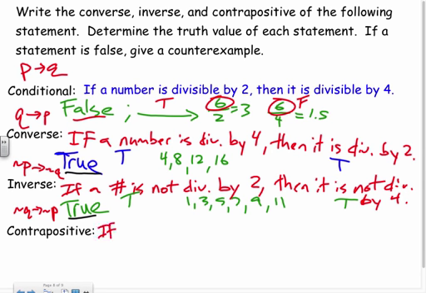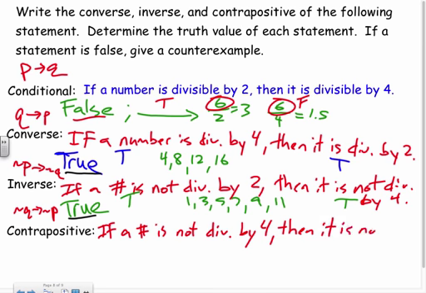So if a number is not divisible by 4, then it is not divisible by 2. Okay, well, numbers that are not divisible by 4: 1, 2, 3, 5, 6, 7, 9, 10. Some of these are divisible by 2, aren't they? 2 is, 6 is, 10 is.